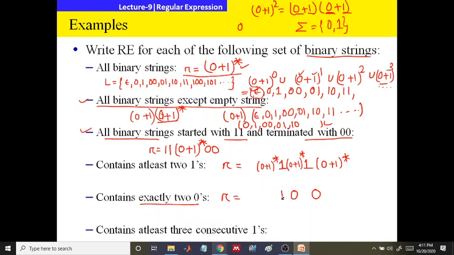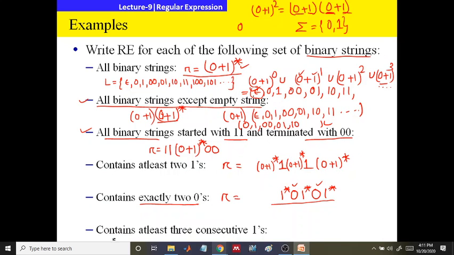Before it, any number of ones, means 1 star. After it, any number of ones, 1 star, and after that also 1 star. So here you see it represents all the binary strings that have exactly two zeros, but the number of ones is not restricted. It may be 0, maybe 1, maybe 2, maybe 3, or maybe anything.